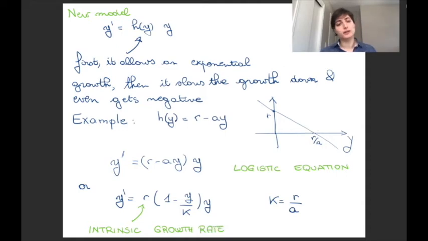Why do we like to write it like this? Because this is just a change with respect to what we already had, and r reappears. We call it here the intrinsic growth rate.